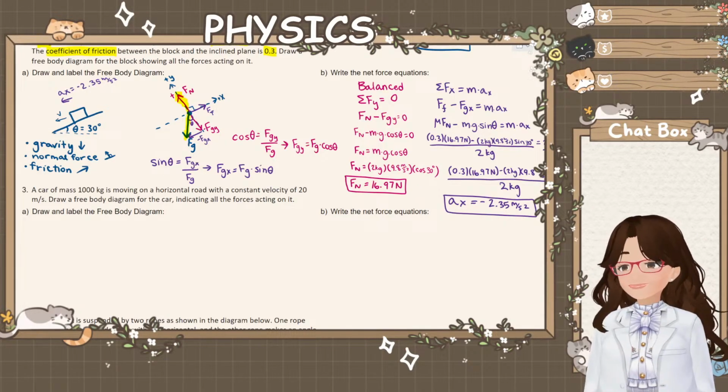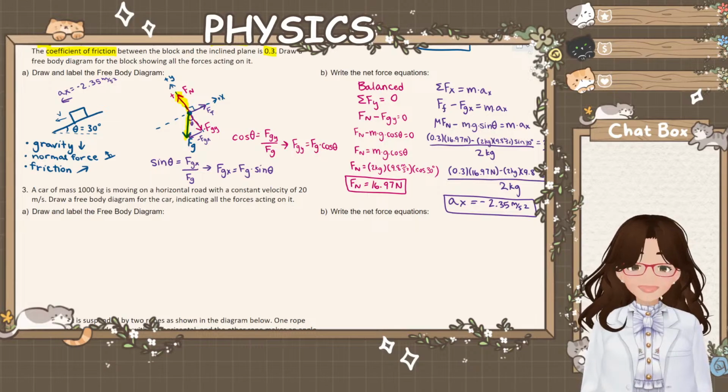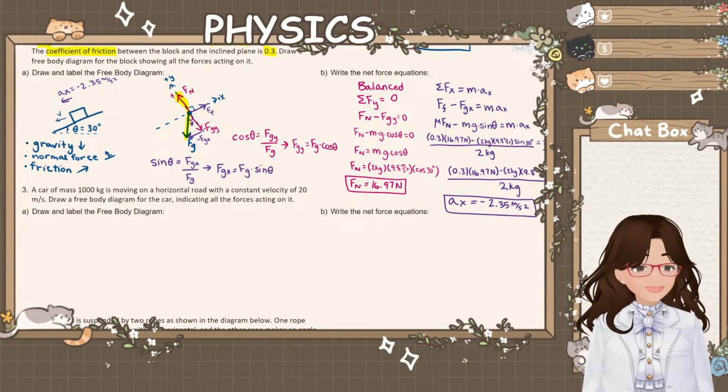In this case, question 3. A car of mass 1,000 kilograms is moving on a horizontal road with a constant velocity of 20 meters per second. Draw a free body diagram for the car, indicating all forces acting on it. Ooh, I like this one. Okay, so this one I don't know if we're necessarily going to be able to solve for a lot, but it's still a good question because it brings up a good point of hidden forces, where there's not necessarily a force that you expect to see, but it's going to be there.